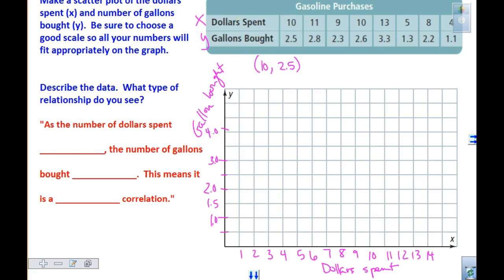So now plot it. You're going to go to 10, 2.5. You're going to go to 11, 2.8. Then go to 9, 2.3. There's another 10 at 2.6, so right above that. Sometimes scatter plots are going to have a lot of points on a certain x or y as you're going on that. So 13, we were at 3.3. 13 was 3.3. 8 was at 2.2.